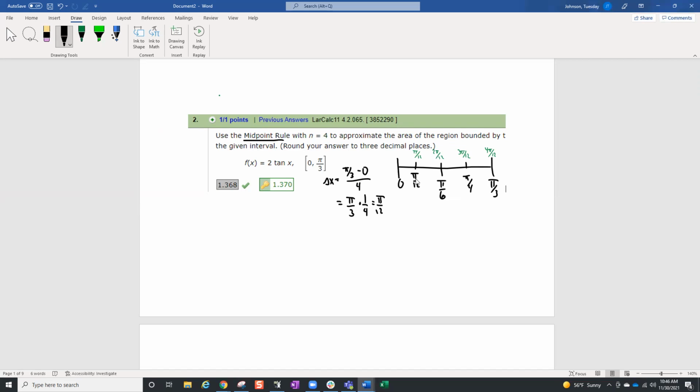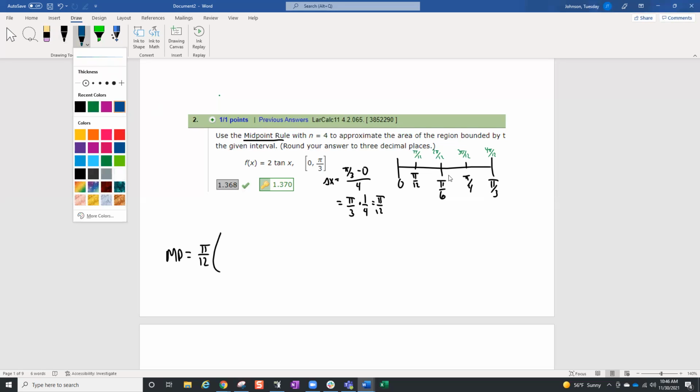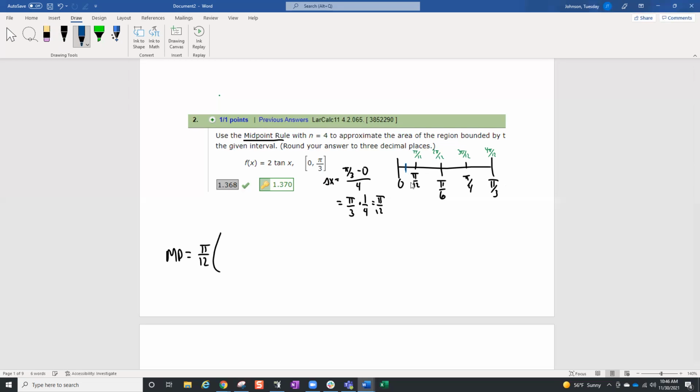All right, so we know where we want to evaluate it. We know the width. So just like before, I'm going to call this midpoint though, we'll have the width of each one. And now we'll need the height. But we're not looking at the left endpoint or a right endpoint. We're looking at a midpoint.